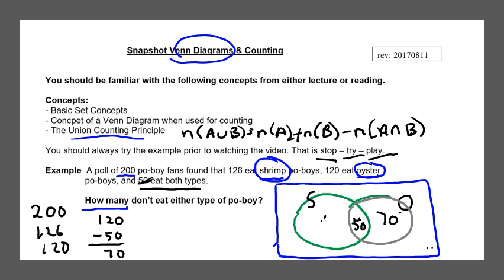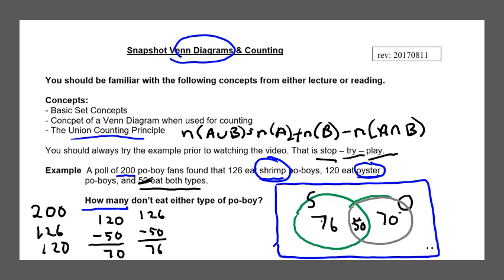Next, if you look at the shrimp, there's 126 people that eat shrimp po' boys. But if you look in the circle associated with shrimp, 50 people are standing there, right? Well, that means we are missing 76 people that eat shrimp po' boys. Don't worry about that, I don't edit my videos. 76, right? So 76 are right here.